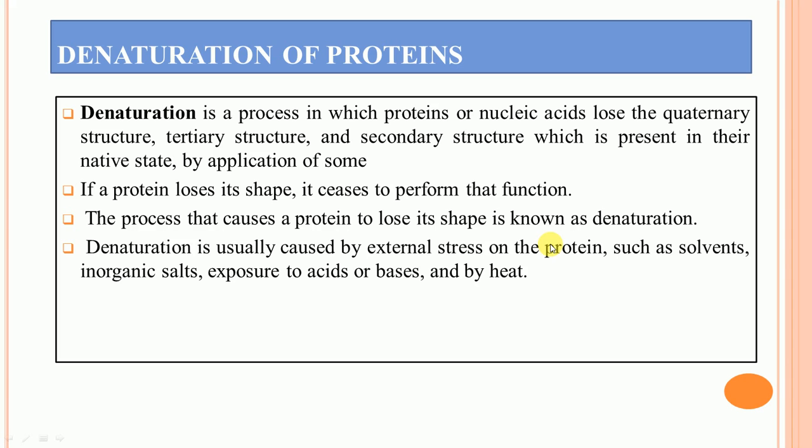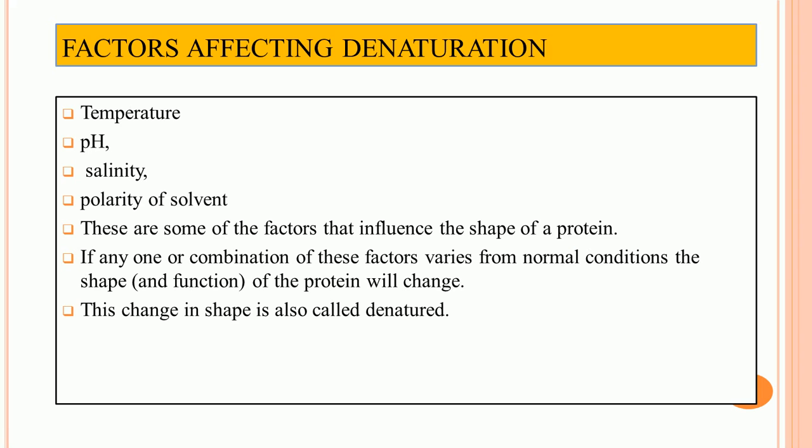So I was talking about denaturation, which is usually caused by external stress on the proteins, such as solvents and organic salts, exposure to an acid or base, and by heat. So by heating, proteins can directly undergo denaturation. What are the factors that affect denaturation? The first one is temperature, then pH, then salinity, and polarity of a solvent. These are some factors that influence the shape of protein.